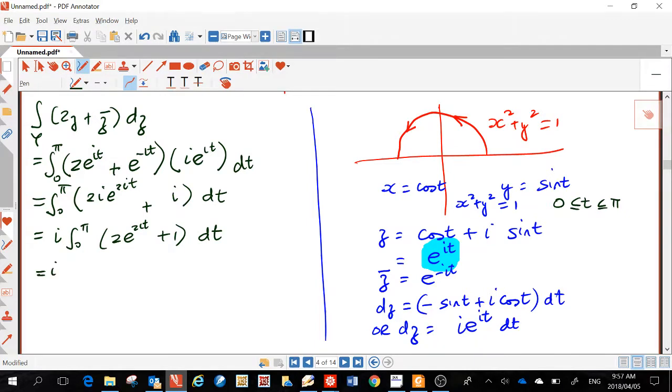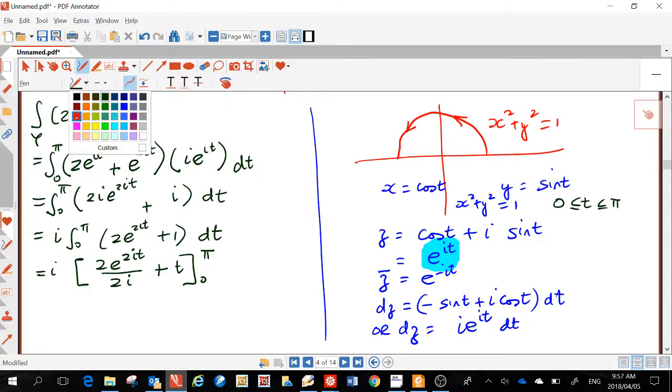Now I integrate as normal. How do you integrate e to the 2it? It will be 2e to the 2it divided by 2i. How do you integrate 1? It's just t, from 0 to pi. The derivative of e to something will be e to the something divided by the derivative of the inner function. It's 2i. So then this thing cancels off, the 2's cancel off. We'll come back to this i story at the end.